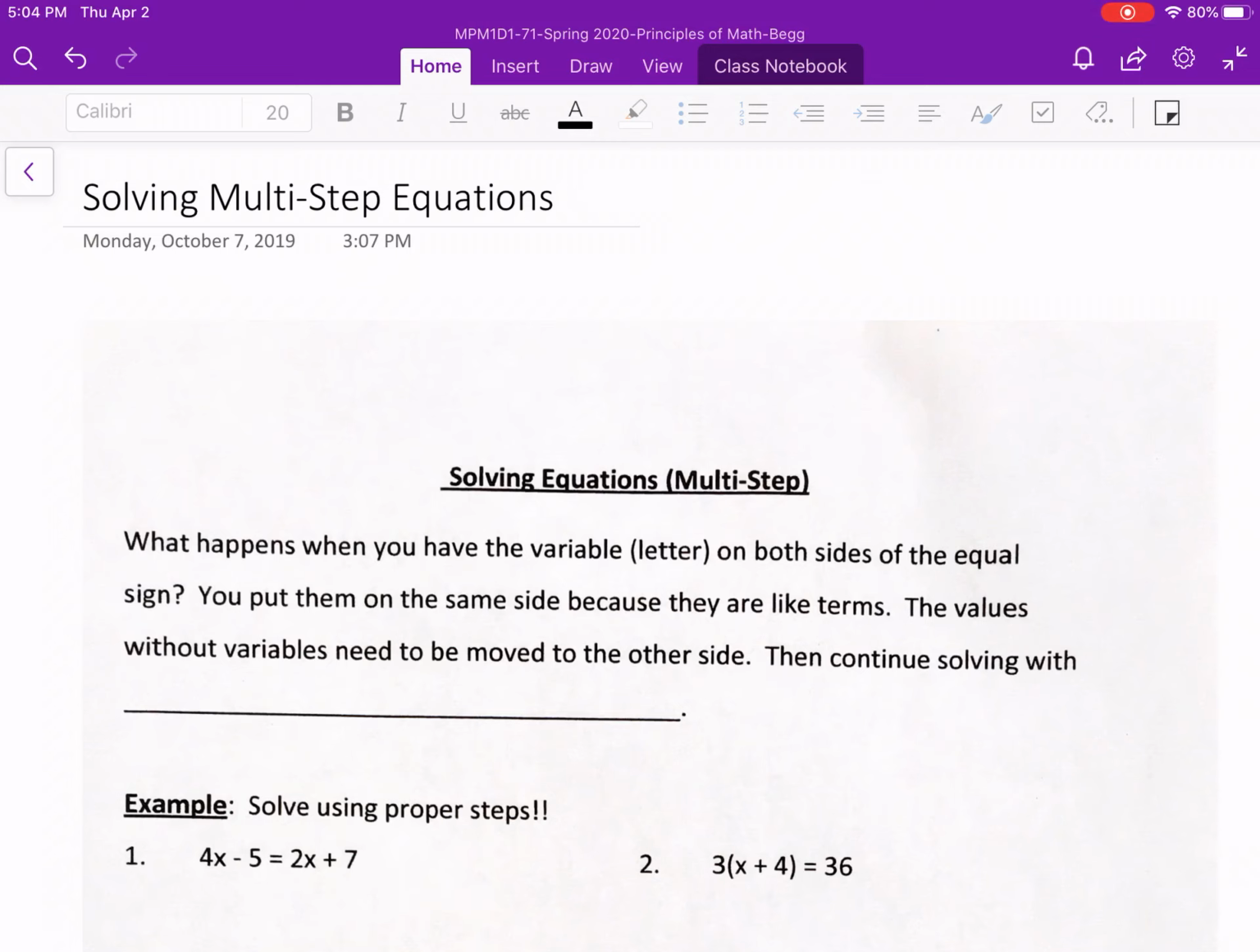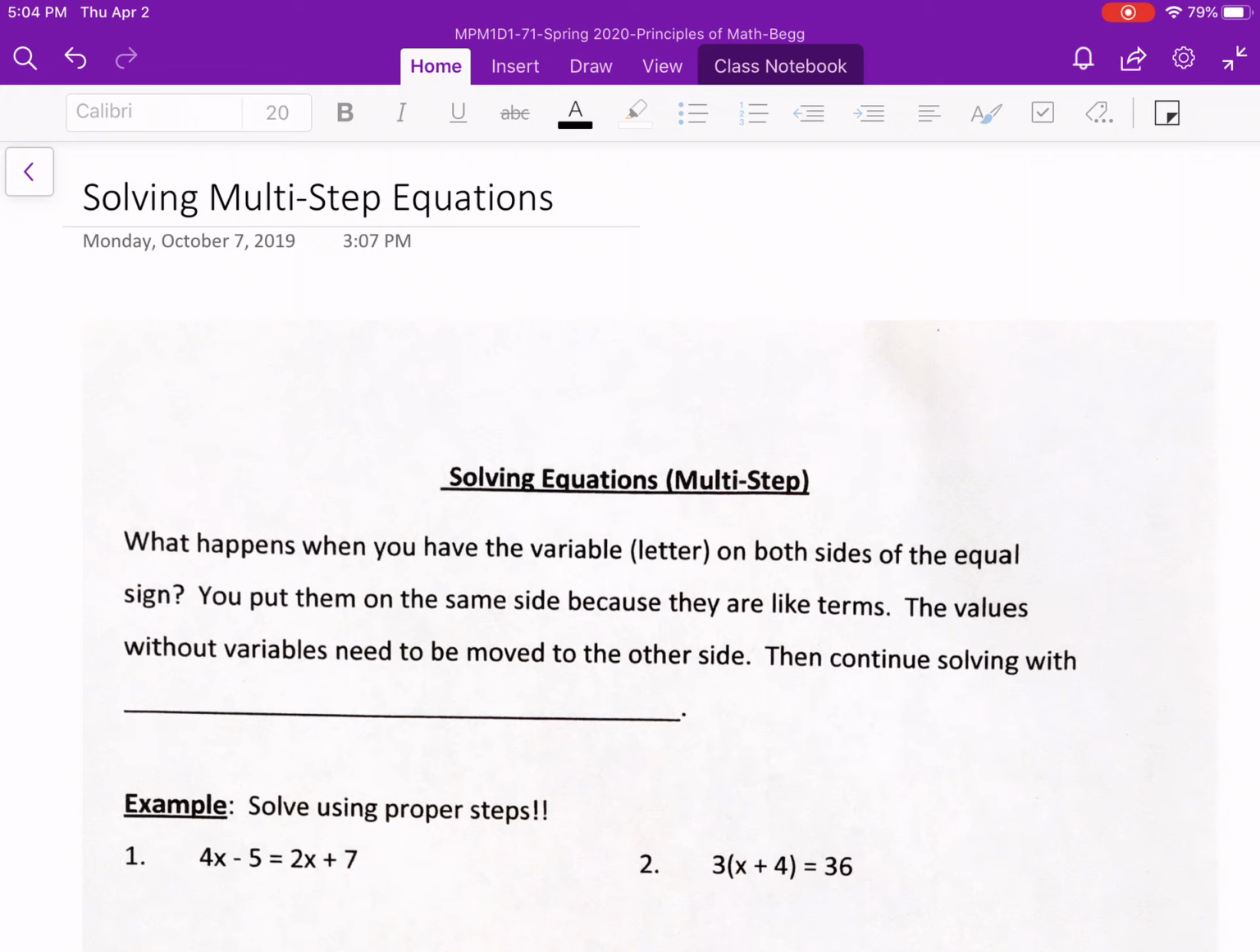Hi guys. So today we're going to look at solving multi-step equations. What happens when you have the variable on both sides of the equal sign? Well, what you need to do is put them both on the same side because they're like terms. Remember, like terms are terms that have the same variables and the same exponents on the variables.